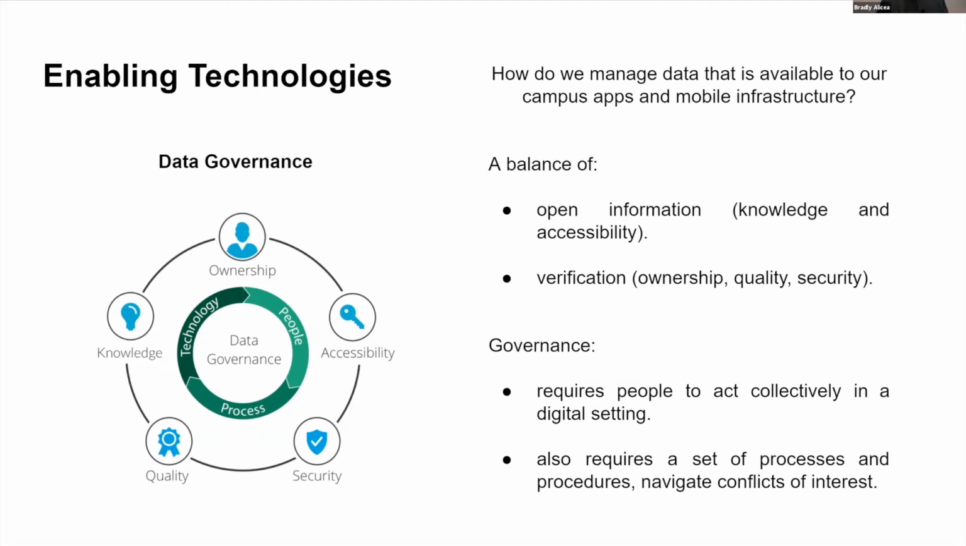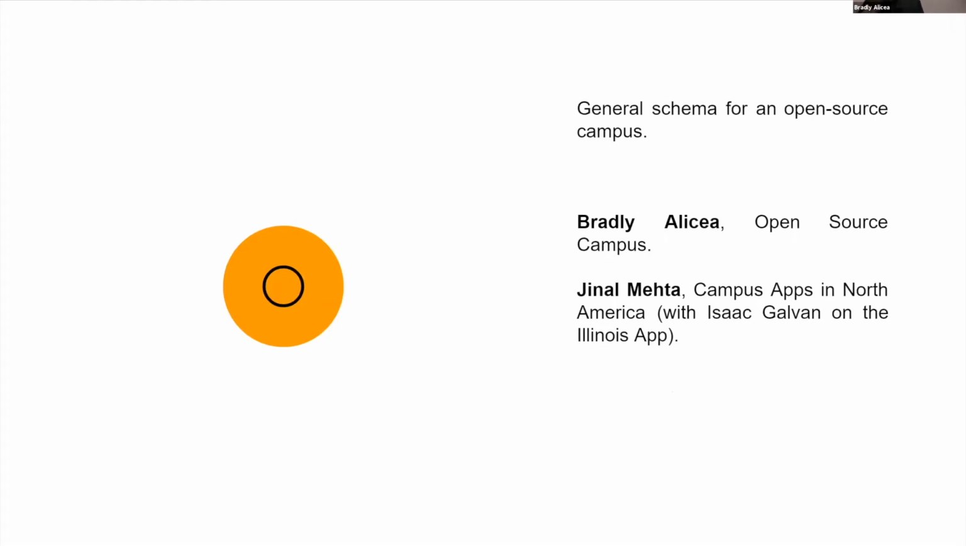So I'm going to talk now about some of these talks that are forthcoming. Now that I've established what we're talking about, we're going to hear from a number of people in later weeks that will address some of these issues head on. The first two talks deal with a general schema for an open source campus. First is my talk here on the open source campus. Then next week, we're going to have Gina Mehta, who's a recent graduate of the iSchool, and she's going to be talking about campus apps in North America.